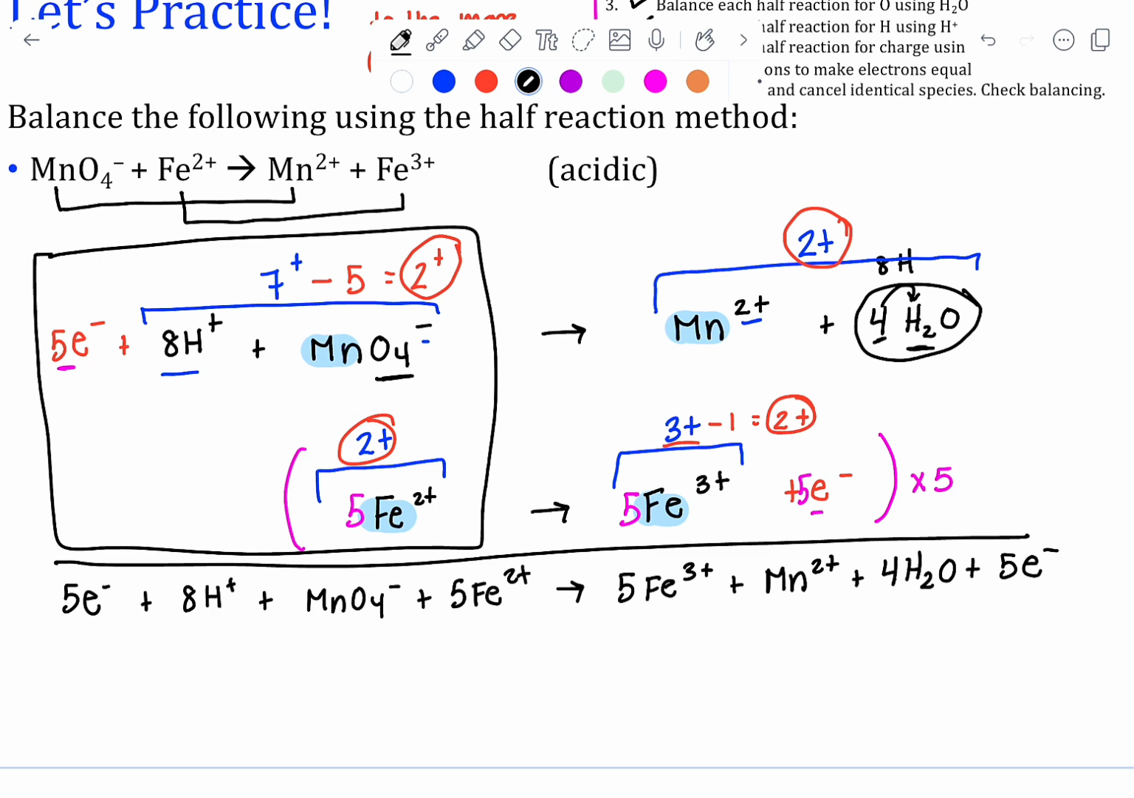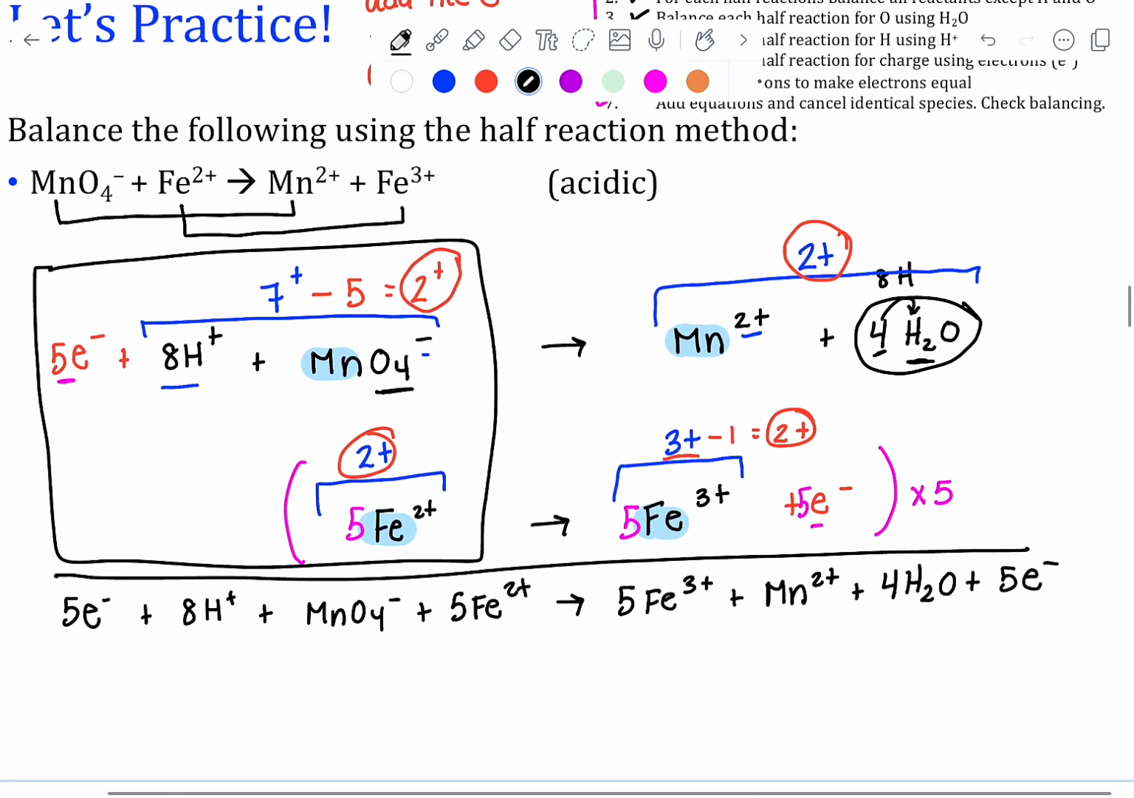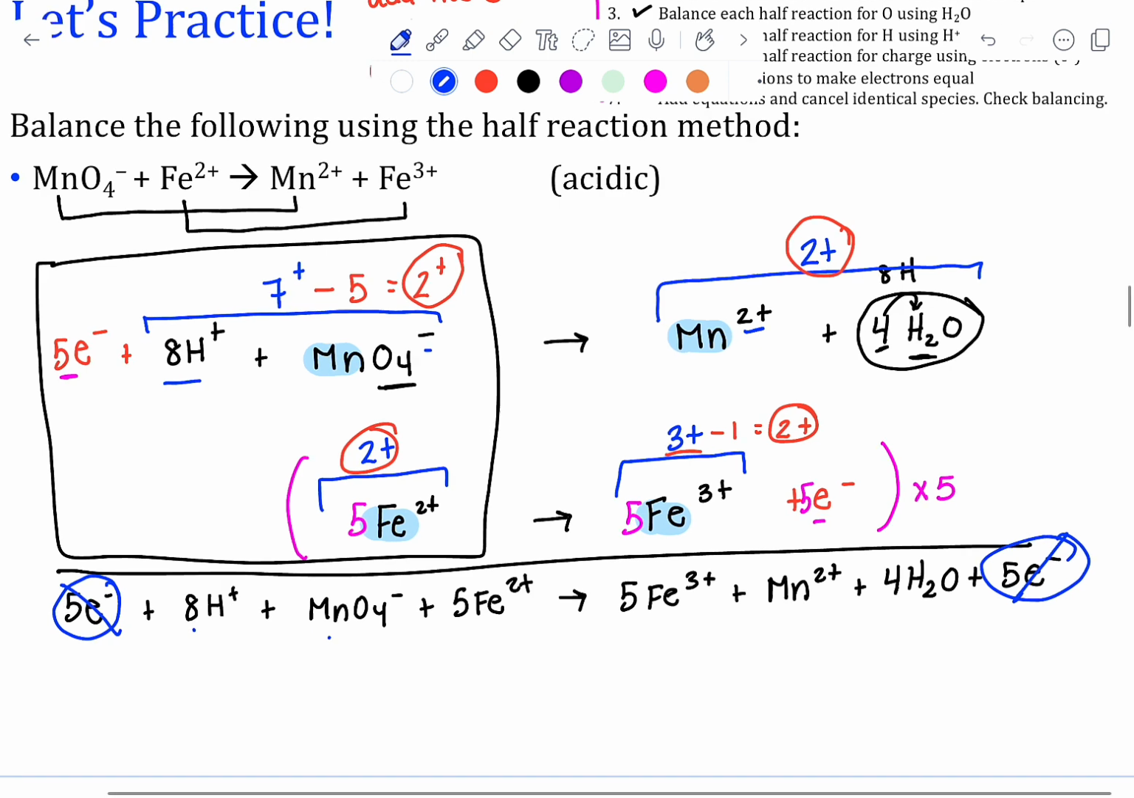Okay, so we've added them up, and now we want to cancel our identical species. Well, we know there are going to be 5 electrons on this side and 5 electrons on that side. Our previous step accounted for that, so those electrons are going to cancel out. We then have 8 hydrogens. There's no hydrogens on the other side. We have an MnO4 minus, but there's no MnO4 minus on the other side. We have 5 iron, 2 pluses, but there's no 5 iron, 2 pluses on the other side. So everything is properly canceled.